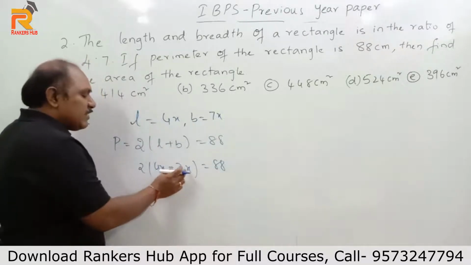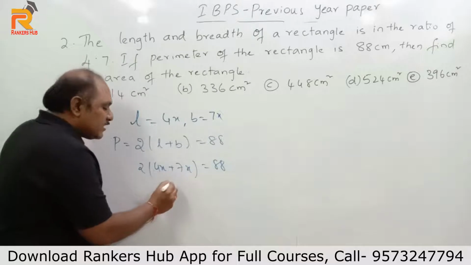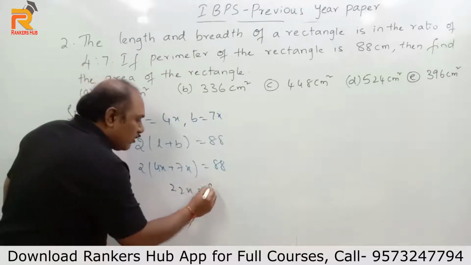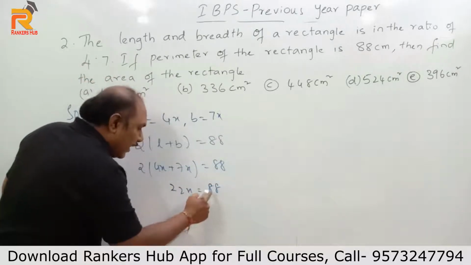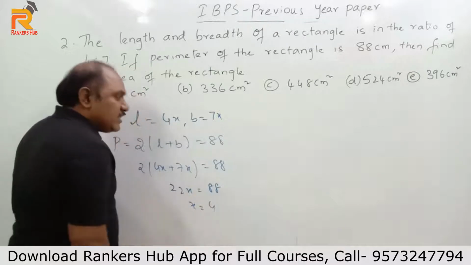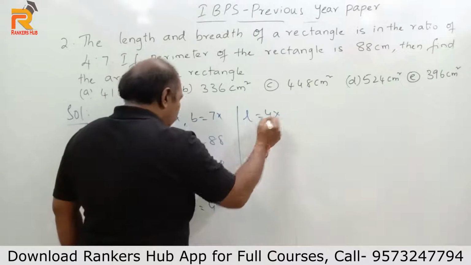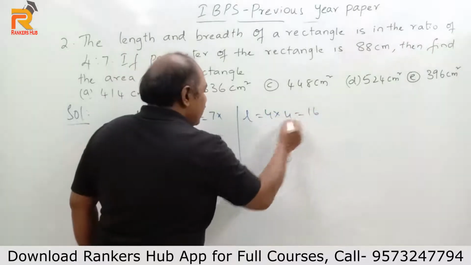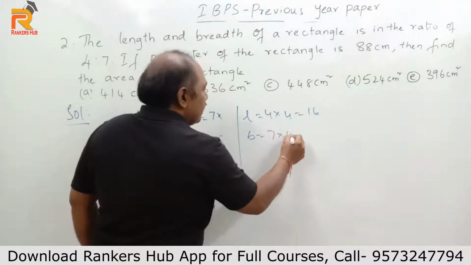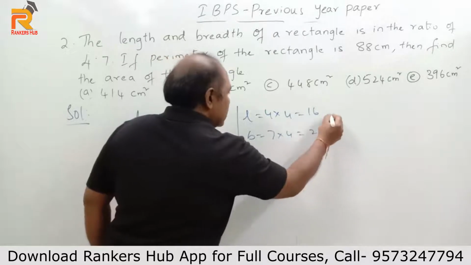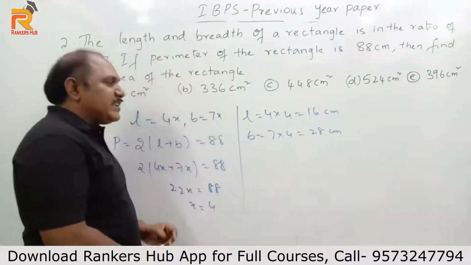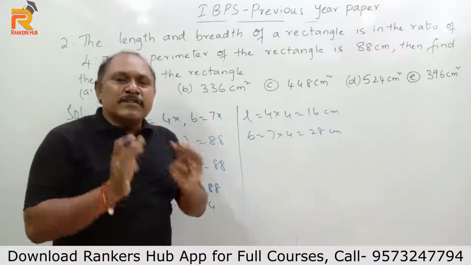So 4x plus 7x is 11x, 2 into 11x is 22x, it should be equal to 88, and x should be equal to 88 divided by 22, which is 4. Now the length should be 4 into 4, which is 16, and breadth should be equal to 7 into 4, which is 28 centimeters. So 16 centimeters and 28 centimeters are the length and breadth of the rectangle.